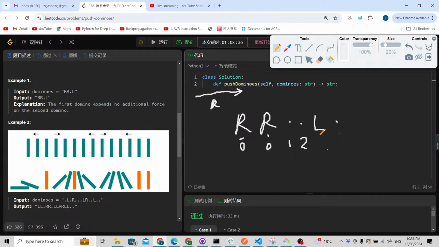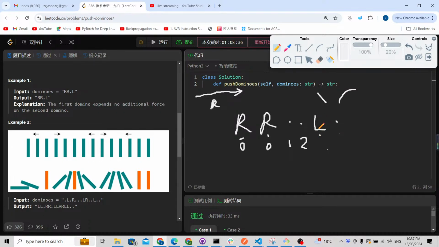So what about this dot? What is the closest distance to the right side? Here we will not use 3, because if we find a L, it means there will be no influence from the right force. Because if this board falls down to the left side, it can never rotate to the right side, because it has already become the left side.